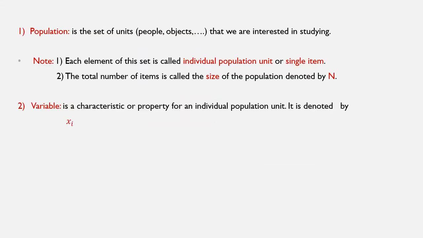So the population is the set of units, they may be people, objects, etc., that we are interested in studying. Note, each element of this set is called the individual, population unit, single item, or statistical unit. The total number of items is called the size of the population, denoted by n. The variable is a characteristic or property of an individual population unit. It's denoted by xi. So the variable, we denote it by xi.